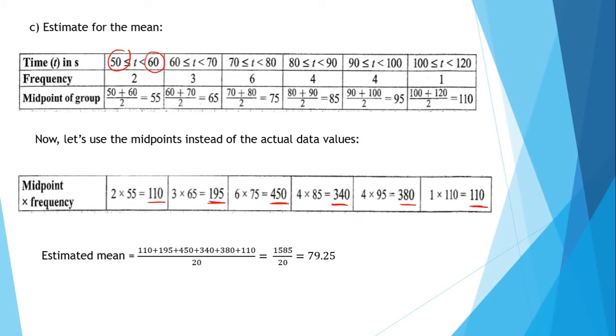Then the estimated mean will be the sum of all these values divided by their amount. So we will get 79.25.